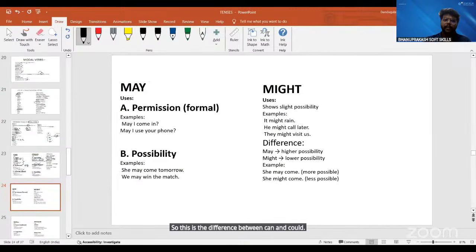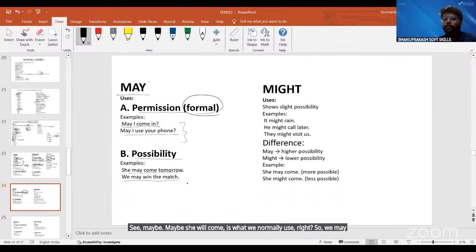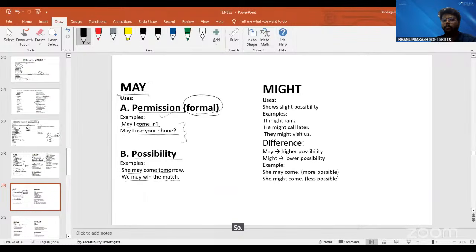Now may and might. So may is used for permissions, for formal, as you said, may I come in? May I use your phone? So this is for formal permissions. And even for possibilities also, like she may come tomorrow. Maybe she will come is what we normally use, right? So we may win the match. So may is used for both permissions as well as possibilities.